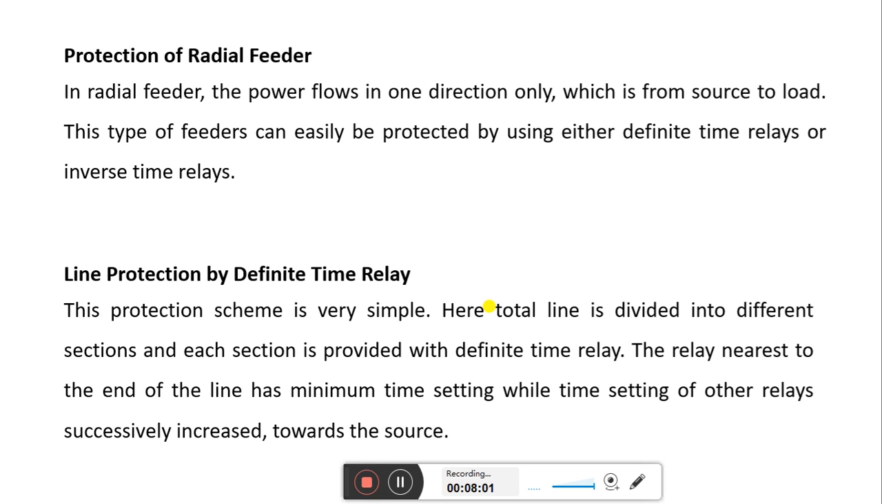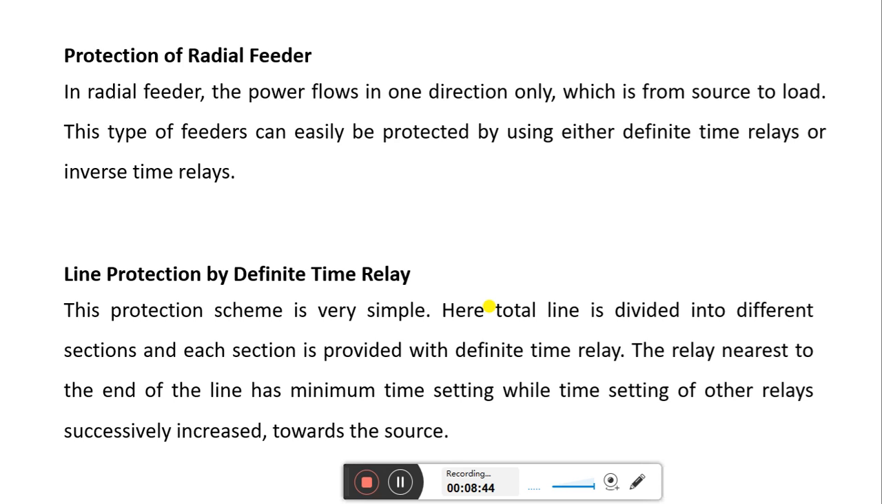So, line protection by definite time relay. If you want to protect distribution or transmission lines by definite time relay, what is this scheme? We will discuss it here. This protection scheme is very simple. Here the total line is divided into different sections and each section is provided with a definite time relay. The relay nearest to the end of the line has a minimum time setting, while the time setting of other relays is successively increased towards the source.